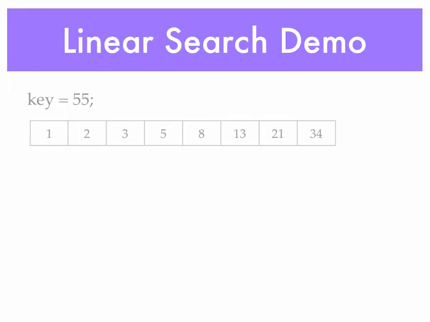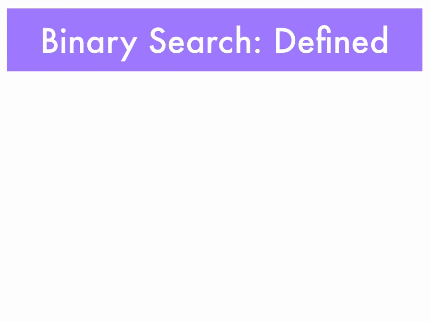Here I'm looking for 55 within that same array, and I'll just begin at position 0 and continue through the array looking for that key, that 55, and here I don't find it, so what's returned is -1. So that was a linear search.